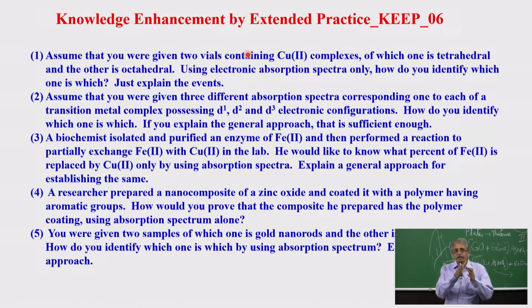So one of the vials has a tetrahedral compound, the other one has an octahedral compound. Now, using the electronic absorption spectrum alone, only that, how do you identify which one is which? Just explaining is good enough. So I have already covered that.